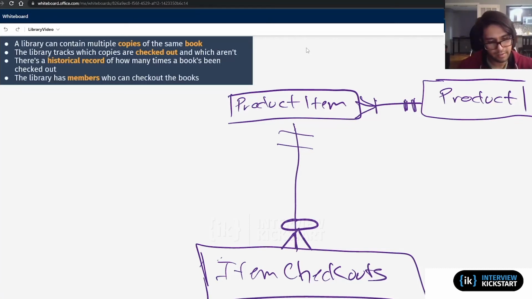The historical record of how many times a book's been checked out is already taken care of with the item checkouts entity that we just created. So we're good there.